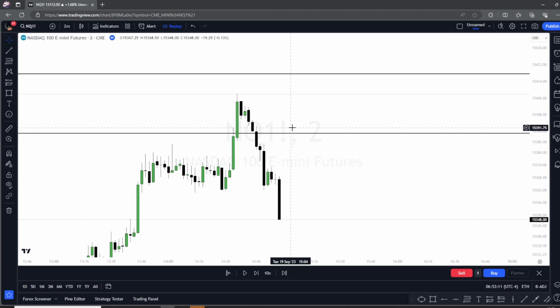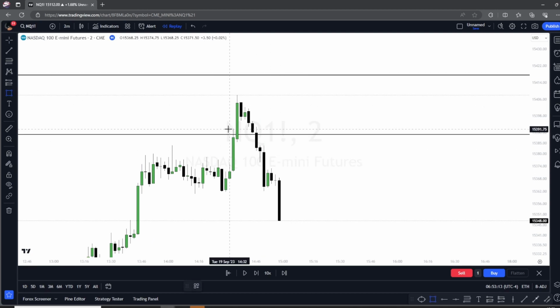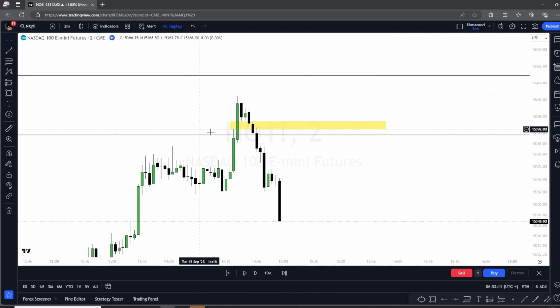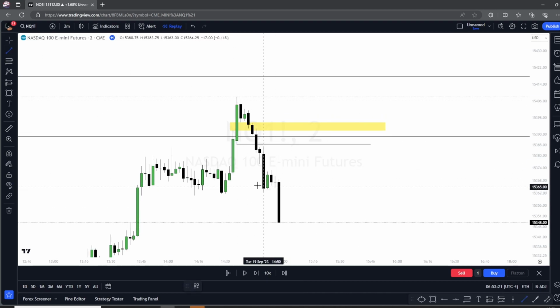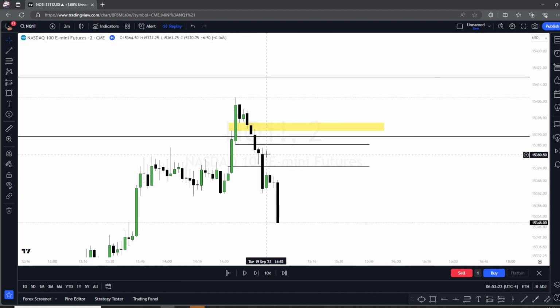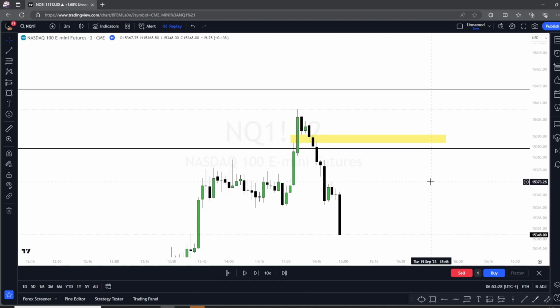So again, what do we have? We have an inversion model right here that you could have taken. There we close right here. But this is probably not one that I would take because we have one right here. If I did, I would move my stops to break even as soon as we hit this to ensure that it does not become a loser.